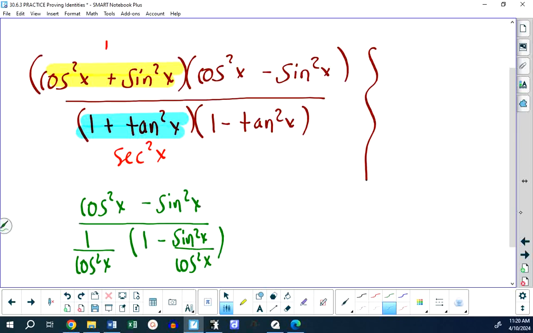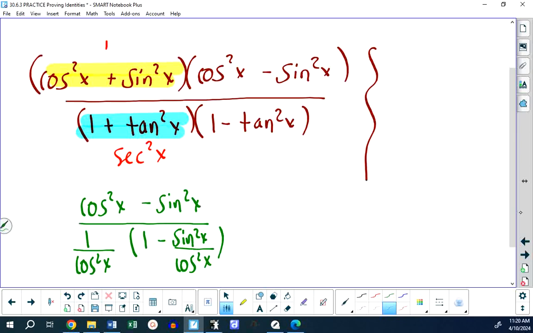by making those replacements for cos squared plus sine squared equals 1, and for 1 plus tan squared equals secant squared. At the same time, instead of writing secant squared, I'm writing 1 over cos squared, and instead of writing the tangent squared, I'm writing sine squared over cos squared. You okay with that? Okay.